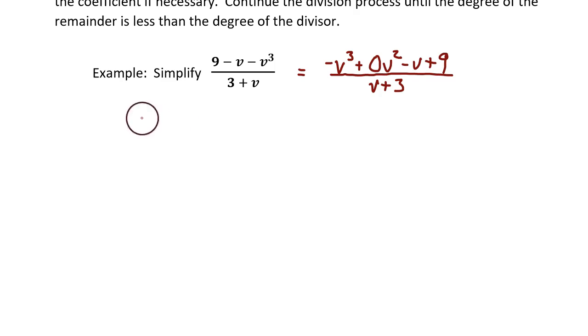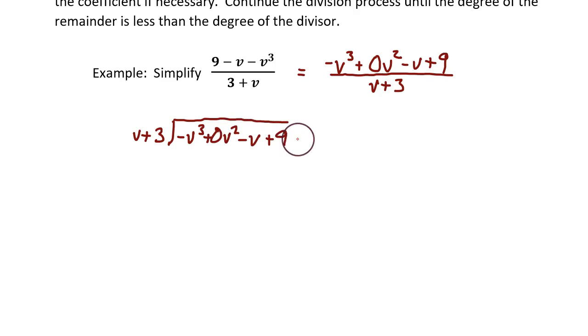Now we can use long division. V plus 3 is being divided into the negative v cubed plus 0v squared minus v plus 9. When you're figuring out the numbers up here in the answer, focus on leading terms only. The v and the negative v cubed. V times what makes negative v cubed? It's negative v squared.